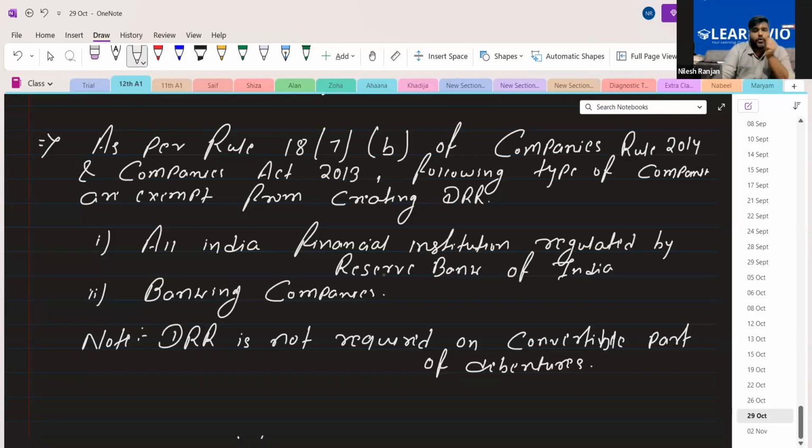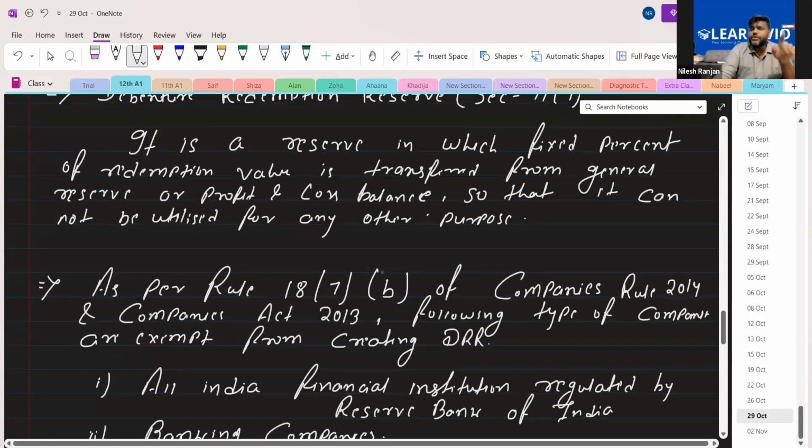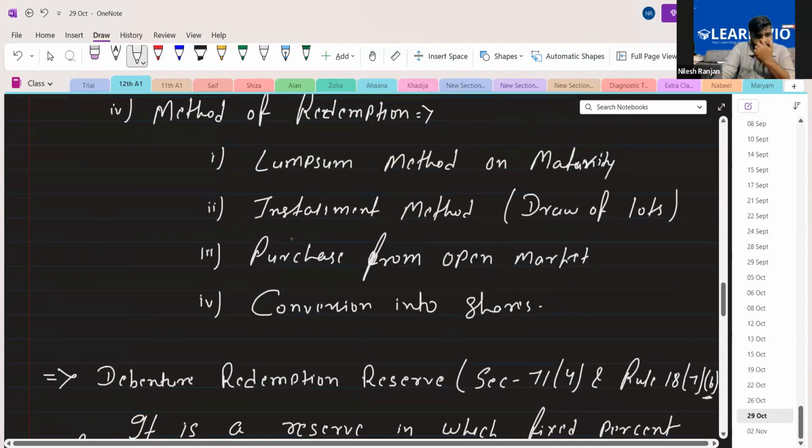banking companies. Now, debenture redemption reserve is not required on the convertible part of debenture also, because if the debenture is convertible, then it will be converted, not redeemed. Means you don't have to pay the money. You will issue your shares. So you can say it is also out of capital, because you are taking the debenture back and giving the shares. So share is part of capital. So it is redemption out of capital. Understood?